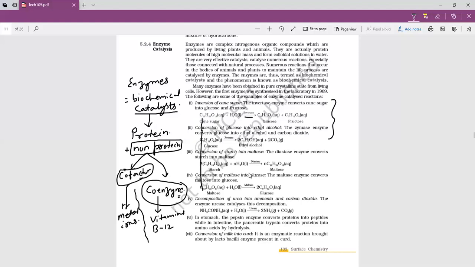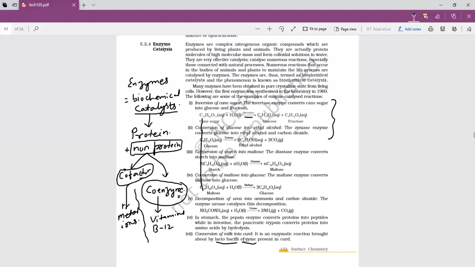Now maltose converts into glucose in presence of maltase. Urea converts itself into ammonia in presence of urease. Now here the conversion of milk into curd is written that this takes place in presence of lactobacilli, and lactobacilli is nothing but a bacteria, and it is acting as an enzyme.